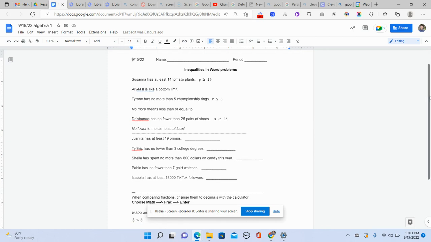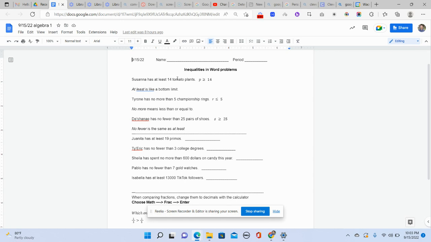Susanna has at least 14 tomato plants. All right, at least is like a bottom limit. If she has at least 14 tomato plants, she can't have 13. She has to have more or equal to 14. So she could have 15, she could have 16, or she could have just 14. That would be the bottom limit.